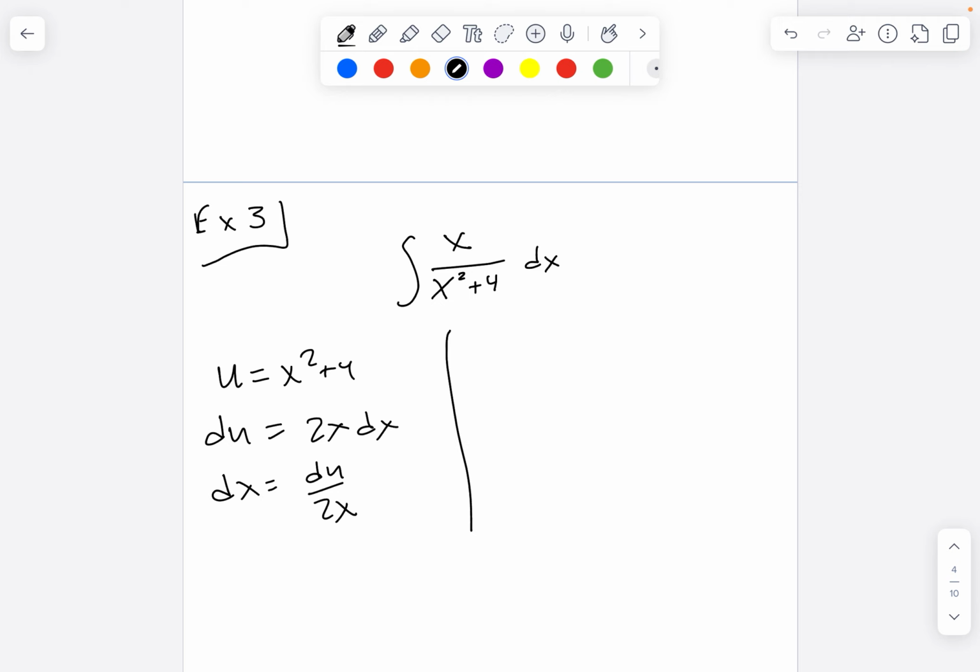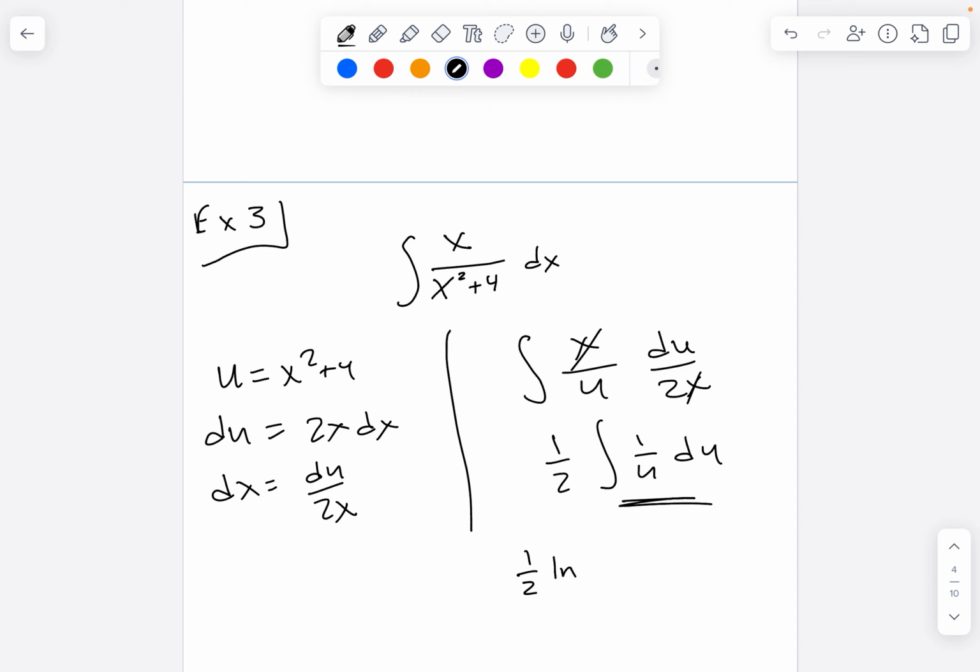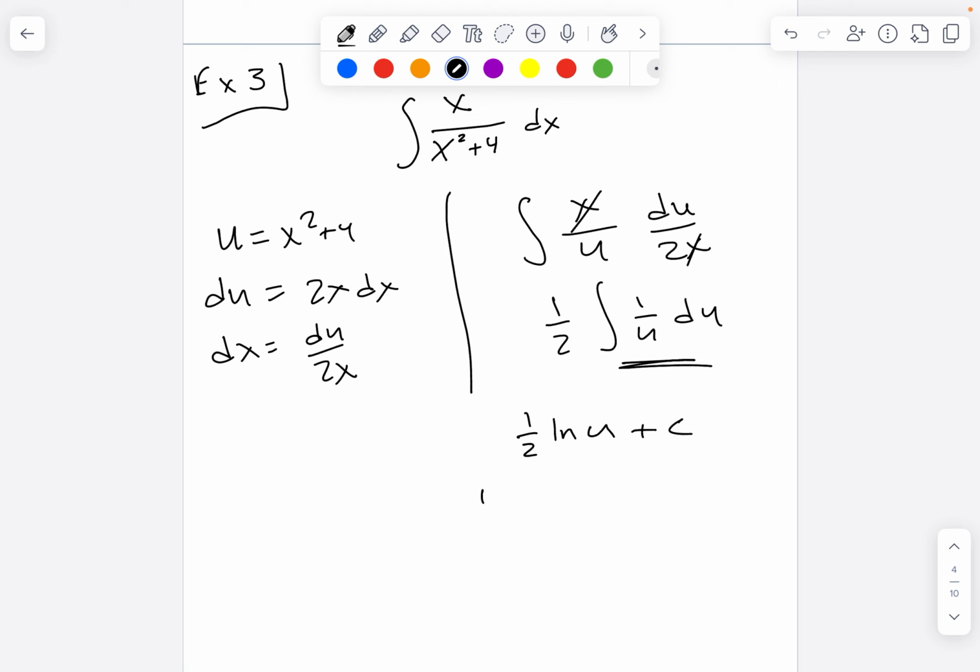Now let's plug everything back in. So we have x over u times du over 2x. You cancel out, bring the 1/2 in front, so we're left with 1/2 integral 1 over u du. And if you look at your formula sheet, the integral of 1 over u is just ln u. So we have 1/2 ln u plus c. Now let's plug it back in. And for u, we have 1/2 ln of x squared plus 4 plus c. And there you go.